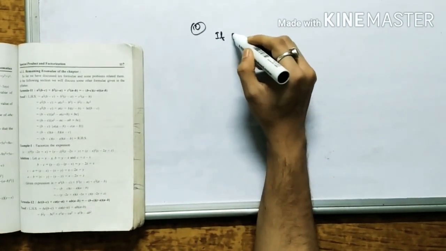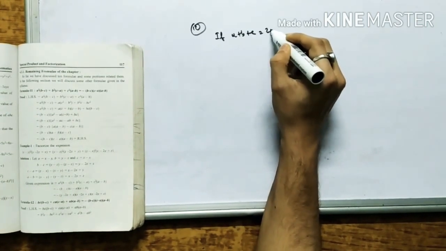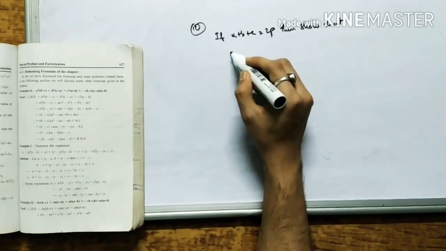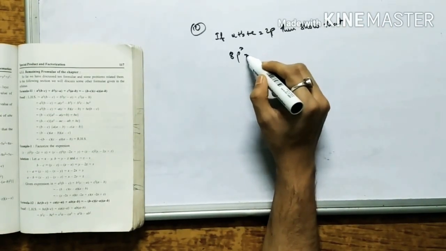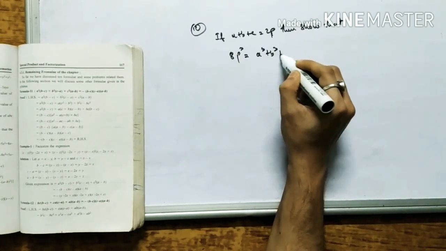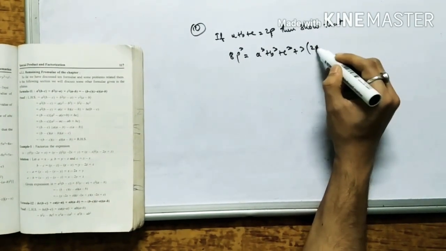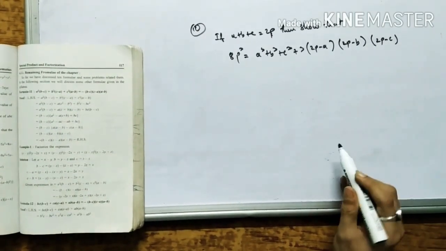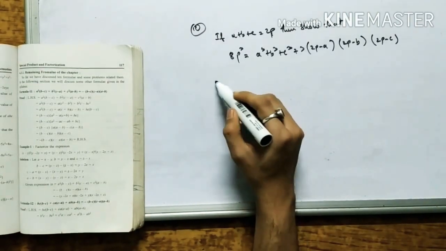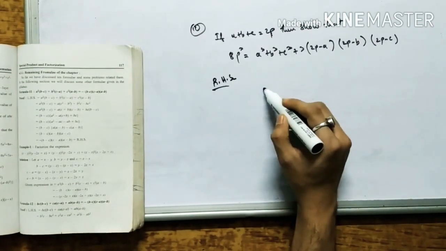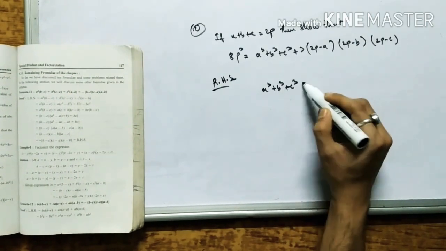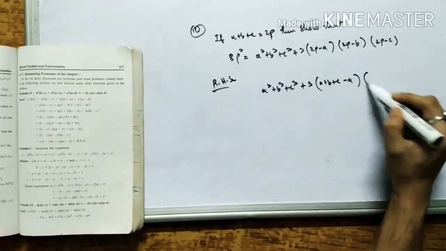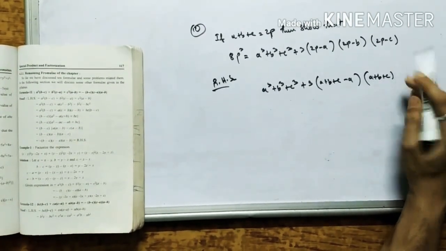So it is, if a plus b plus c is equals to twice p, given, then show that 8p cube is equals to a cube plus b cube plus c cube plus thrice (2p minus a)(2p minus b)(2p minus c). Okay, so I will take the RHS here: a cube plus b cube plus c cube plus 3, where 2p value is a plus b plus c.